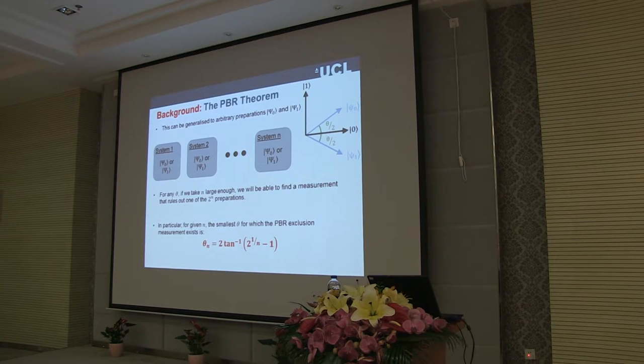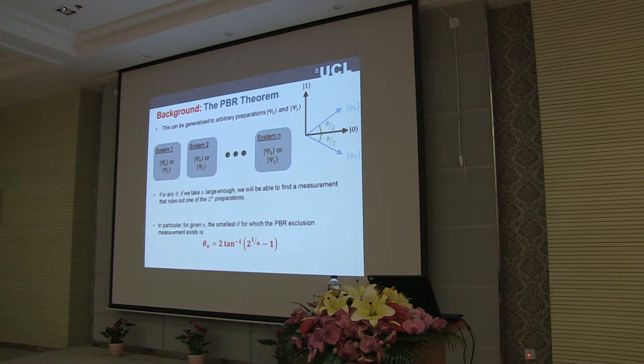Of course this can be done for many preparations, n systems. And then what happens is this interesting phenomenon: for any theta, suppose we have a very small angle theta between psi 0 and psi 1. Earlier we had this 45 degree angle, but now let's say we have a very small angle theta. Then if we take n large enough, we are able to find a measurement that rules out one of the 2 to the n many preparations. So we can generalize it to n systems.